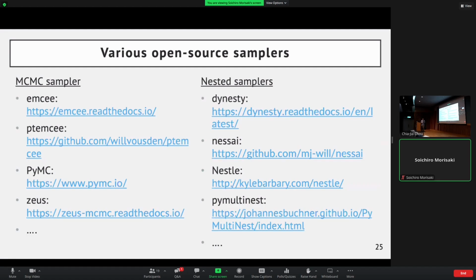Actually, we already have various open source samplers developed by people. So we don't need to write code to do this MCMC from scratch, but can just install one of them and apply it to your problem in many cases. There are many MCMC samplers such as emcee, ptemcee, and so on. And we have many nested samplers for nested sampling, such as dynesty and nestle, and so on. So we can use them also for CBC parameter estimation.